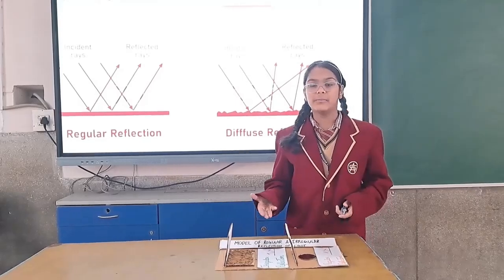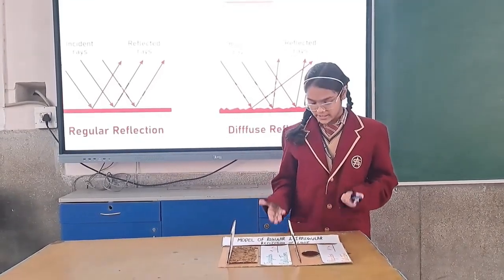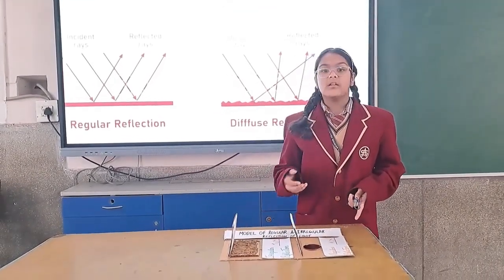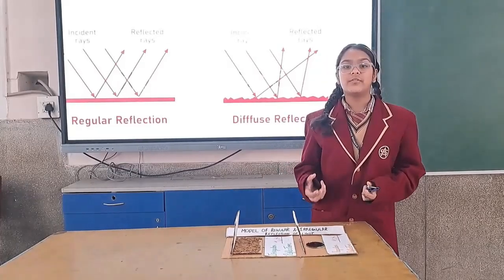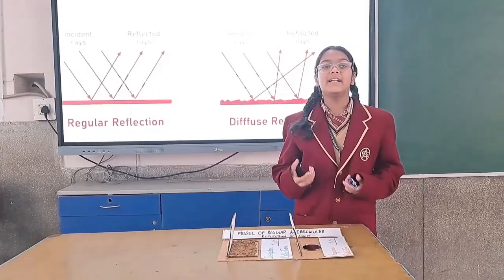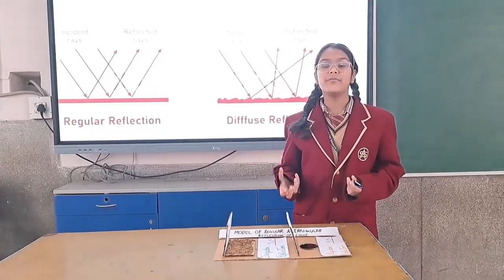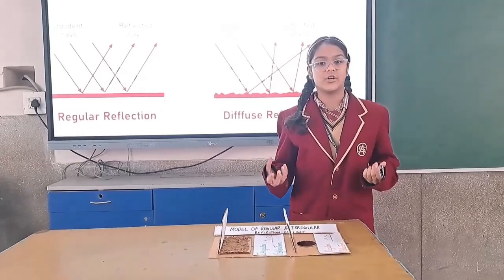I am standing in front of you all to present my model of reflection of light based on regular and irregular surface. Do you know what is reflection of light? When a beam of light hits a surface, all or part of it is thrown back. This is called reflection of light.